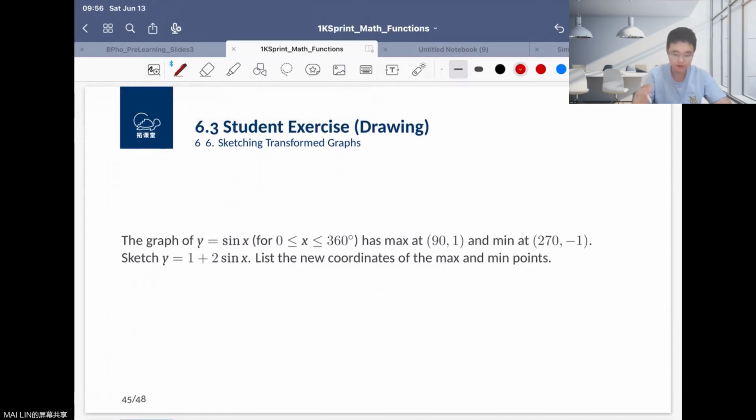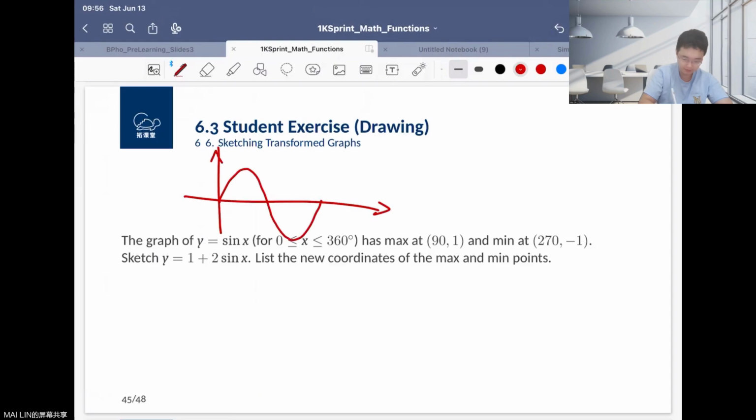So first, if you don't know about the sine function, you don't need to worry about this, because later we are learning in A level about y equals sin x. So first, I will tell you that sin x is a periodic function right here. And we can set for this graph that it has a maximum at (90, 1) and a minimum at (270, -1). Okay, that is it.